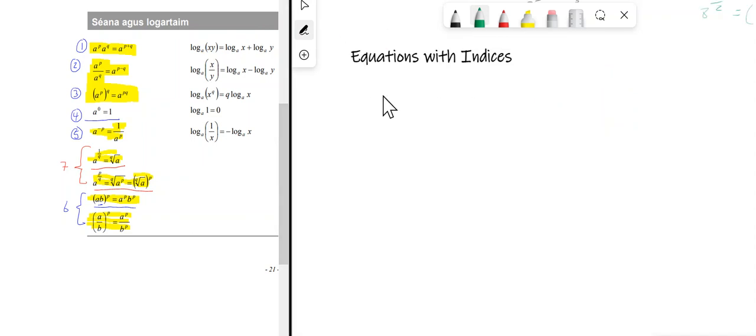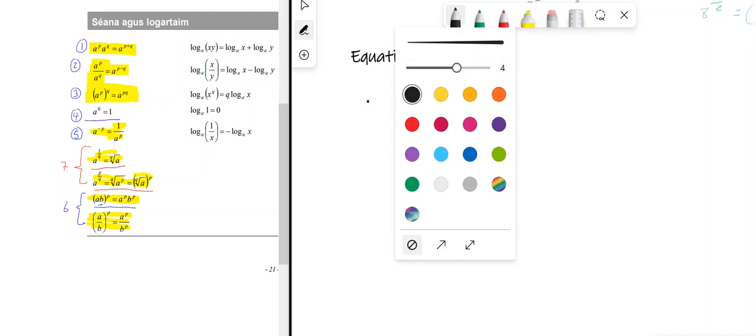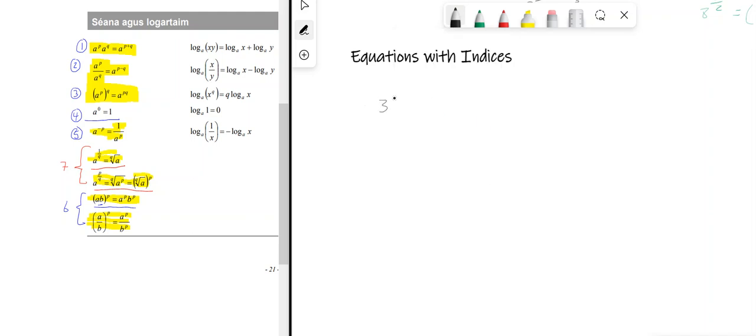So the next thing that we want to look at are equations that have indices. This is kind of the next thing that you're going to be asked to do. So what does that look like? It might look like something like this. Imagine I have 3 to the power of x minus 1, and that's equal to 81. In order to work with these, you have to change the number on this side so that it's arranged in this format, in other words, it has a base of 3.